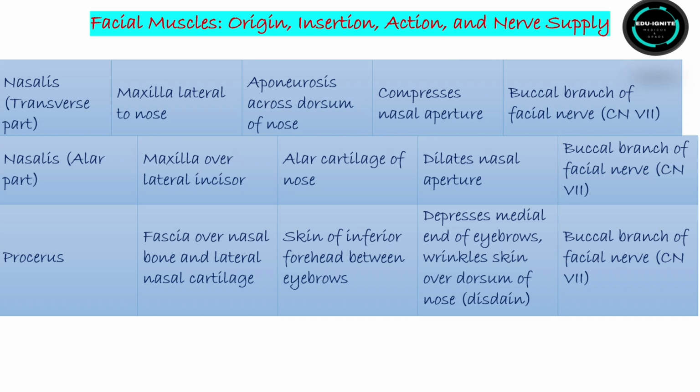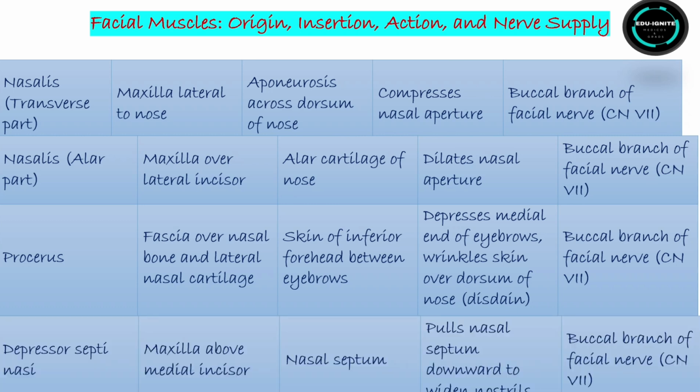Procerus muscle arises from fossa over nasal bone and lateral nasal cartilage and inserts into skin of inferior forehead between eyebrows. Procerus muscle depresses medial end of eyebrows, wrinkles skin over dorsum of nose, and is supplied by buccal branch of facial nerve. Depressor septi nasi originates from maxilla above medial incisor and inserts into nasal septum. Depressor septi nasi pulls nasal septum downwards to widen nostrils and is supplied by buccal branch of facial nerve.